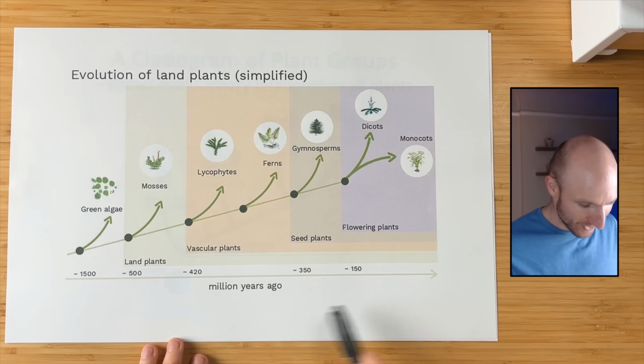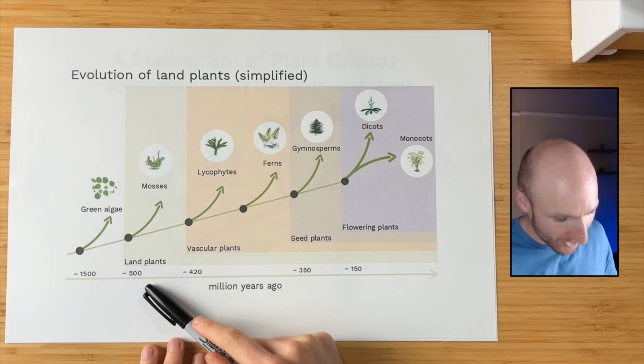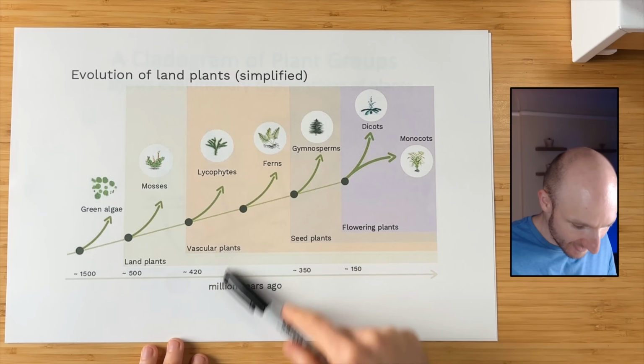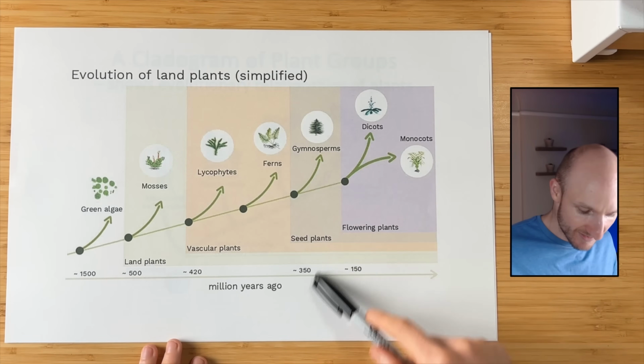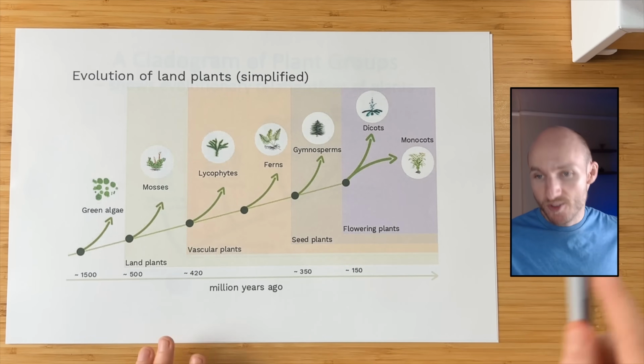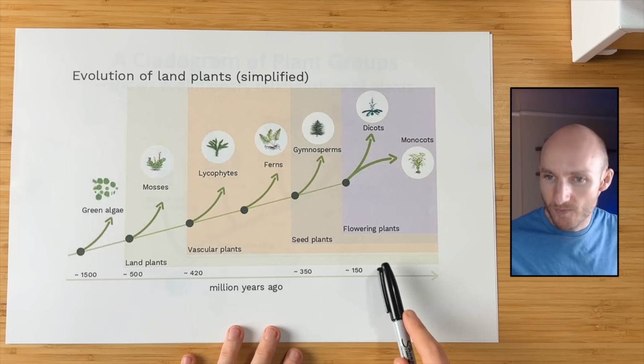The x-axis is kind of weird here, but you can see 500 million years ago, we started to have some of these mosses onto land. These vascular plants came on 400 million years ago, and then seed plants 300 million years ago, and then much, much, much later, 150 million years ago, we get the flowering plants.